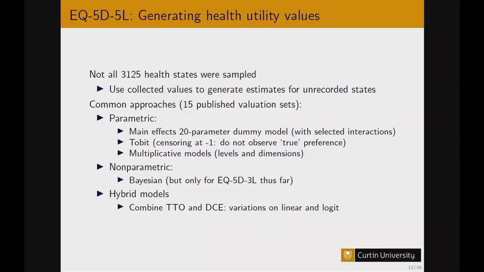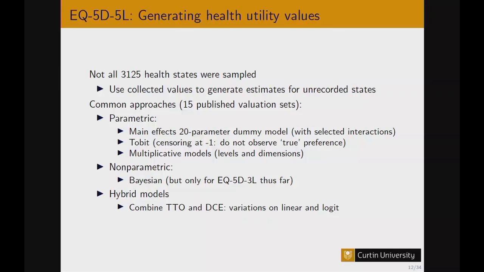Not all of the 3,125 states were sampled, though. So we're going to use those collected values from our population sample. It usually needs to be at least 1,000 people. These studies range from 1,000 to about 1,200 people typically. So we'll use those values to estimate the states that we didn't collect, is the idea. So common approaches encountered in the literature: there are about 15 of these studies published so far, each for a different country.